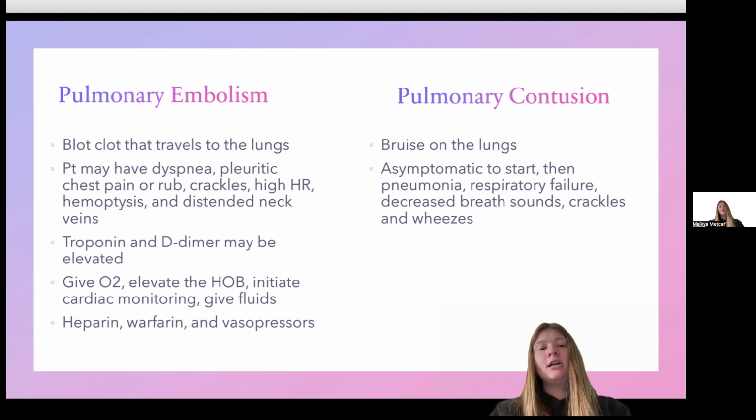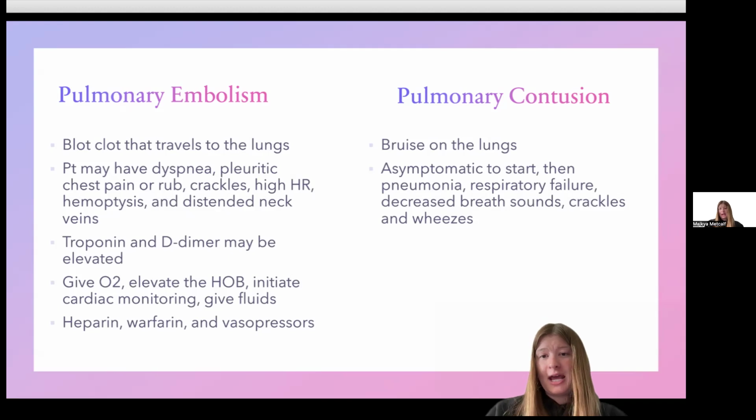Patients with a PE should have an elevated troponin and D-dimer. We're going to make sure that we are giving them oxygen, increasing their head of bed. We're going to initiate continuous cardiac monitoring and then also give these patients fluids. PEs may be treated with heparin, warfarin, or vasopressors.